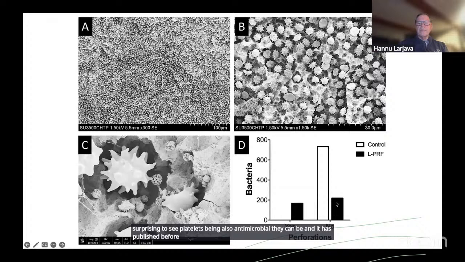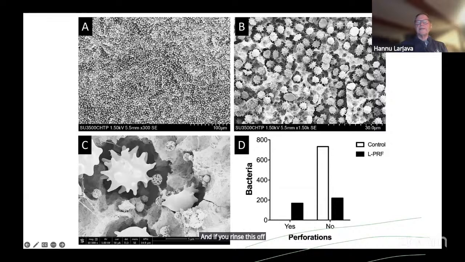So about half of those cells that we were able to see had holes in them, and half didn't. It depends how close you are to the platelets. But you can see that they almost fit perfectly into the pits and lacunae of the rough implant surface. And if you rinse this off, then the bacteria and everything looks clean.